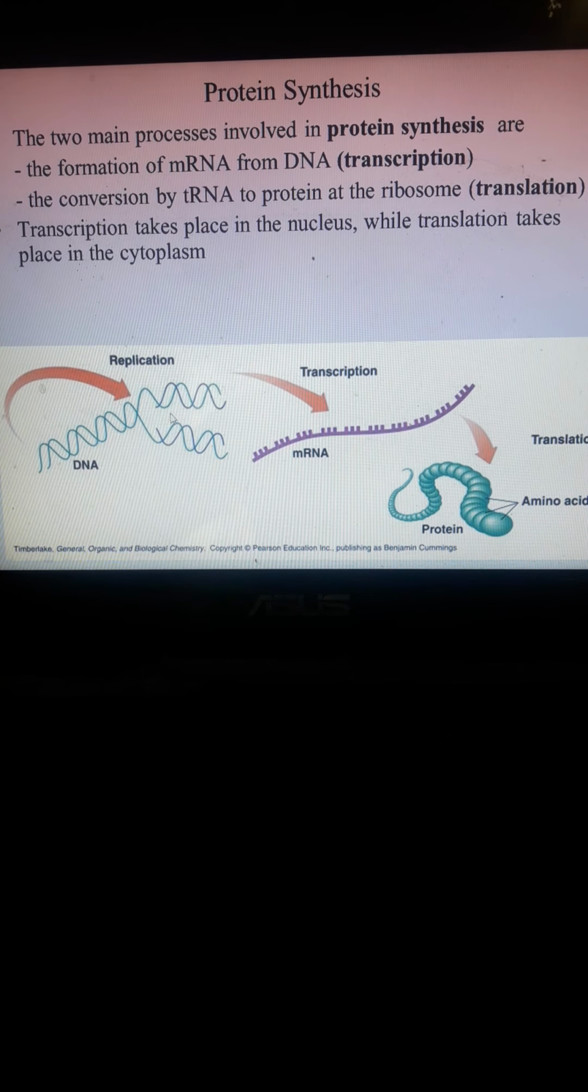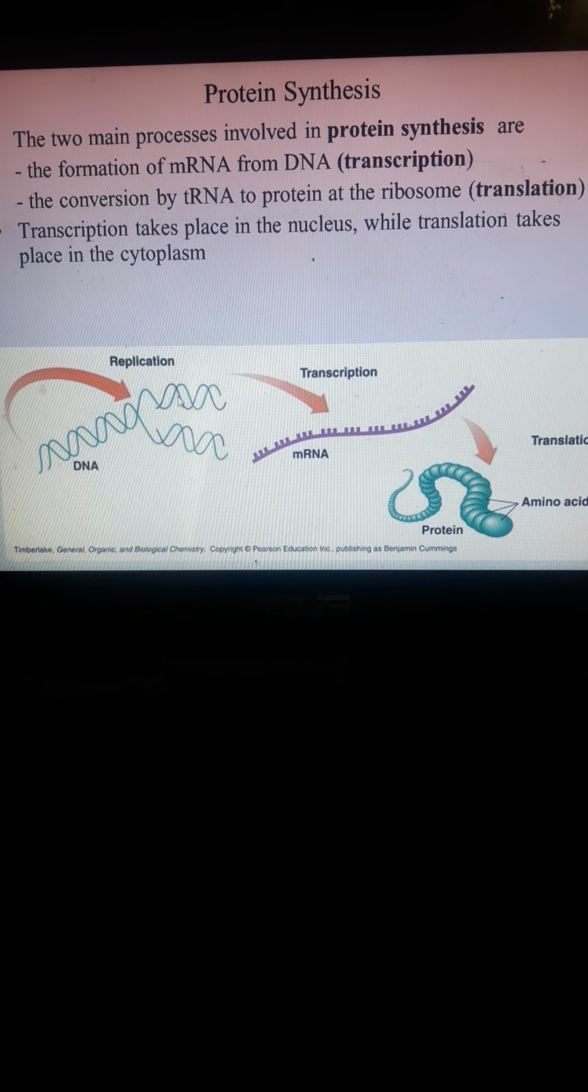Okay? Take note, during the replication, di ba, magkaroon tayo ng tinatawag na unwinding of the DNA. Okay? Or maloosen siya, it will form two helical structures that is facilitated by the helicase enzyme, correct? Remember? Then followed yung tinatawag natin na replication. This is known to be your transcription process already. Sa translation, yun ang conversion ng tRNA mo to protein at the ribosomes na. Okay? Transcription takes place in the nucleus while translation takes place in the cytoplasm.